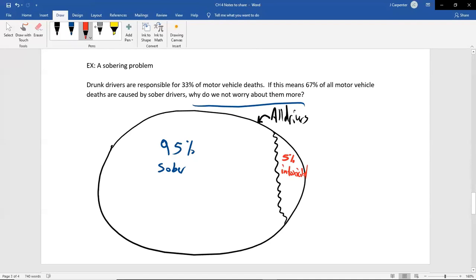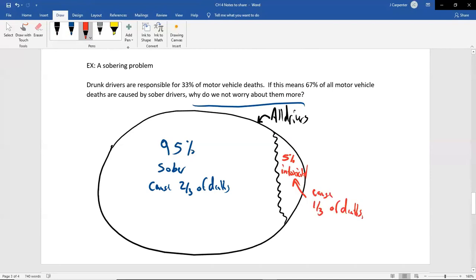Now again, at 4 p.m., the statistic's a little different. At 9 a.m., the statistic's a little different. At 2 a.m., the statistic's a little different. We're just averaging. So the sober drivers here are causing 2/3 of deaths, again, 67%. But the intoxicated drivers, this teeny little chunk is causing 1/3 of deaths.